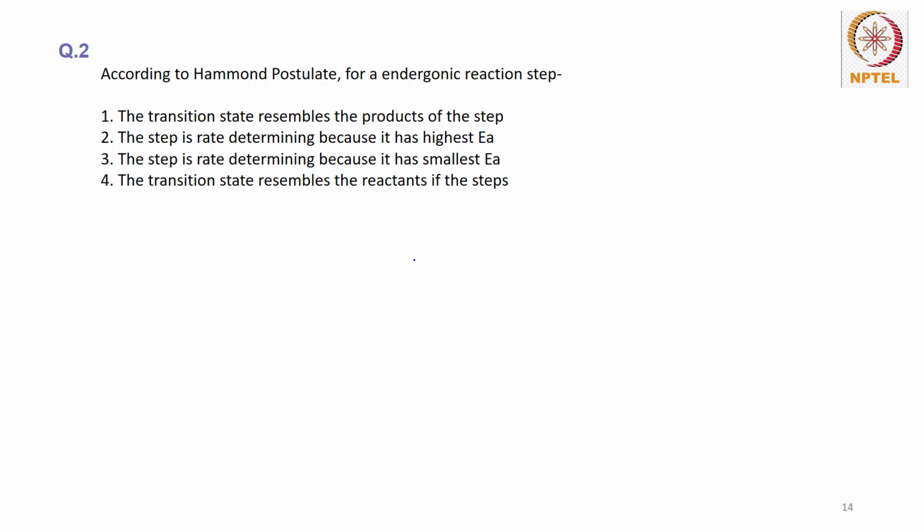The transition state resembles the product of the step. The transition state is the rate determining state because it has high EA. The step is rate determining because it has smallest EA, and the transition state resembles the reactants of the step. So what they are saying, in case of endergonic, first try to draw the energy profile diagram for an endergonic reaction. First, because you know that it is easy, draw that. For an endergonic reaction, the reactant energy will be lower than that of the product energy.